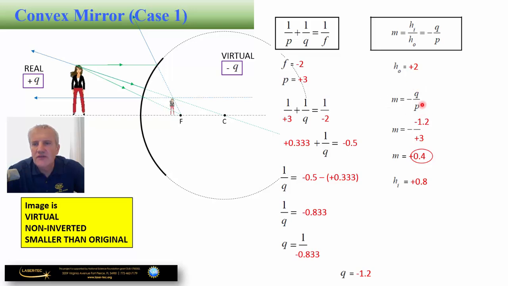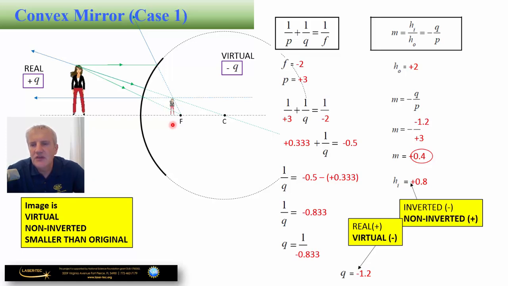Here's the magnification formula. We are substituting for Q and P, P being plus 3, Q being minus 1.2, and that calculation is giving us plus 0.4 as the magnification, from which we can also calculate the height of the mirror image, plus 0.8. A few conclusions can be drawn here. Number one, Q ended up being negative, which means that we are dealing with the virtual image, which can be confirmed here with the ray tracing method, mirror image to the right relative to the mirror.